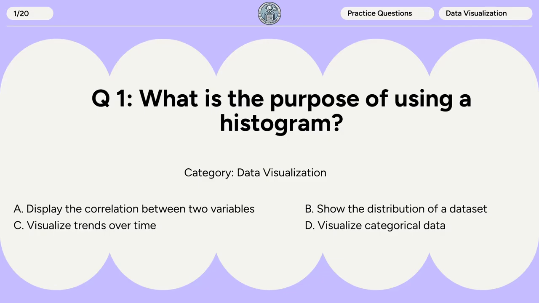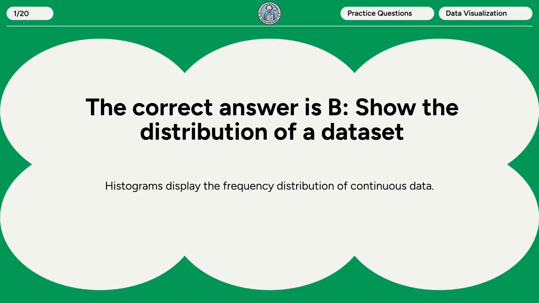Question 1. What is the purpose of using a histogram? A. Display the correlation between two variables. B. Show the distribution of a dataset. C. Visualize trends over time. D. Visualize categorical data. The correct answer is B. Show the distribution of a dataset. Histograms display the frequency distribution of continuous data.